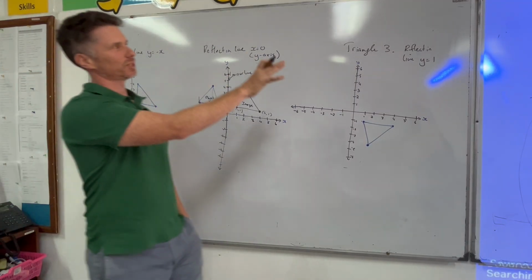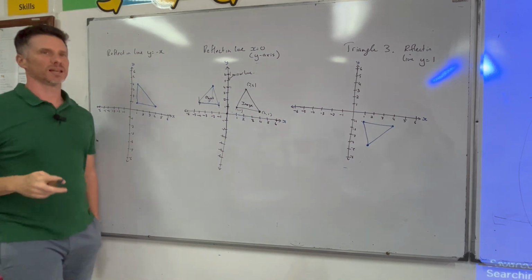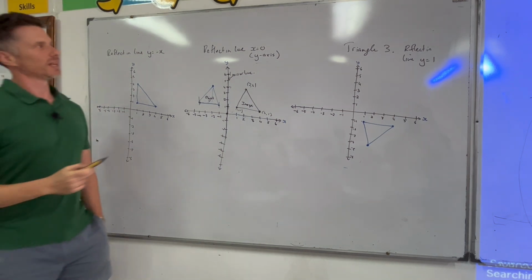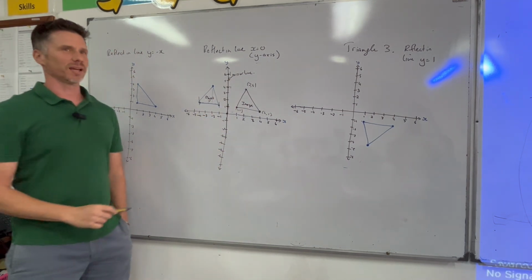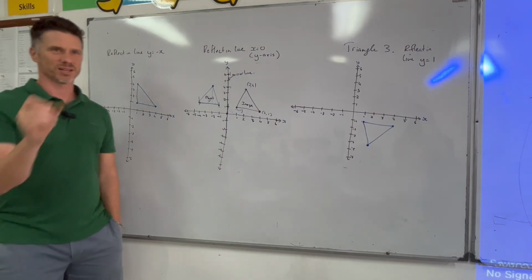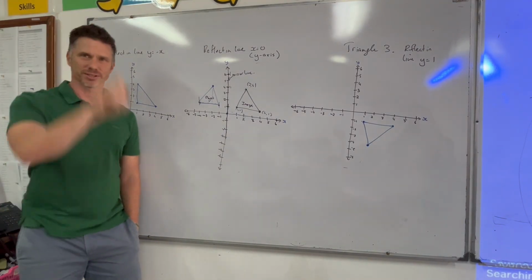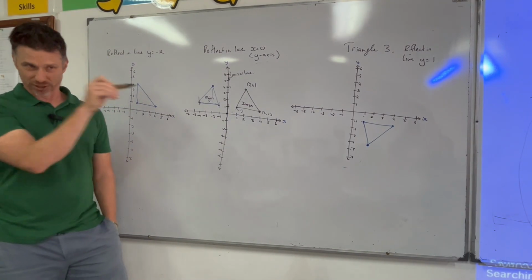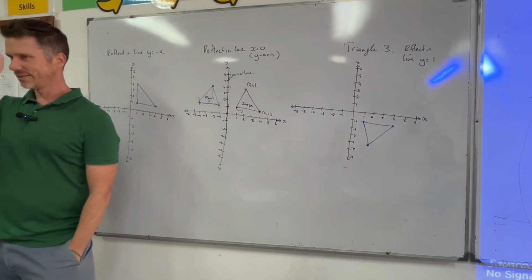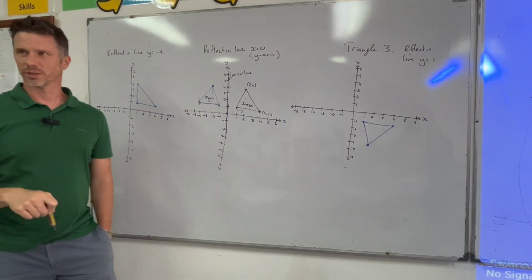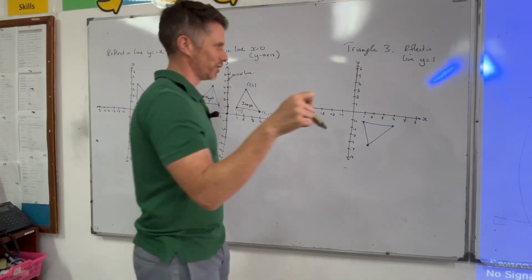Let's do this one next. Triangle 3 next, reflected in the line y is equal to 1. Well, if this is the line x equals 0, where's the line y is equal to 1? Is it horizontal or vertical? Horizontal?